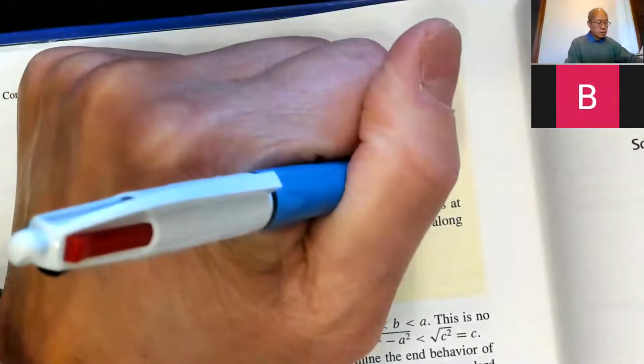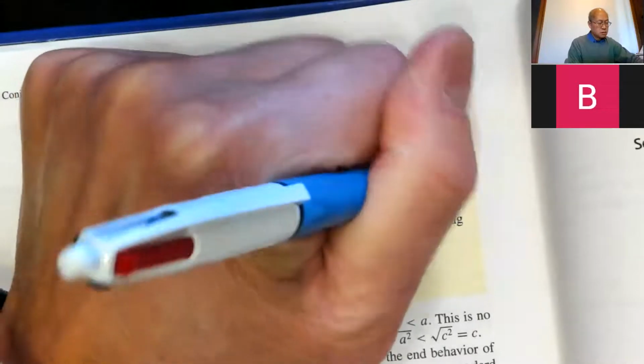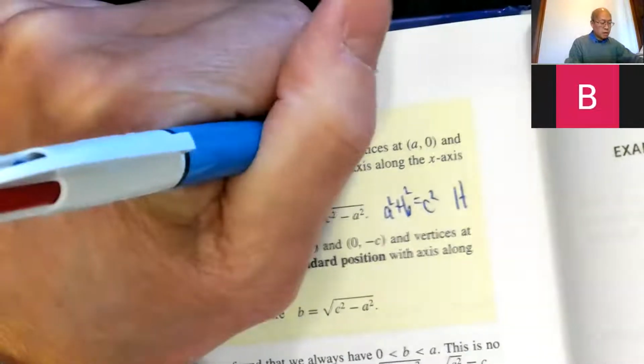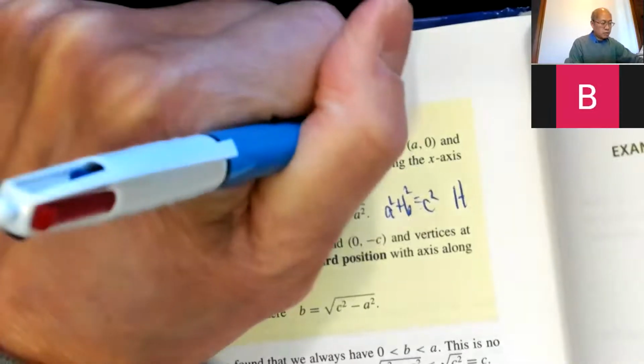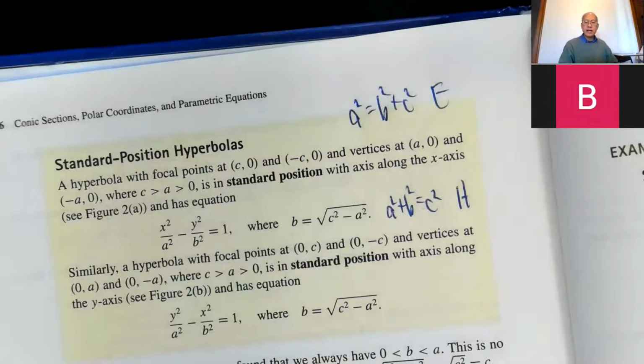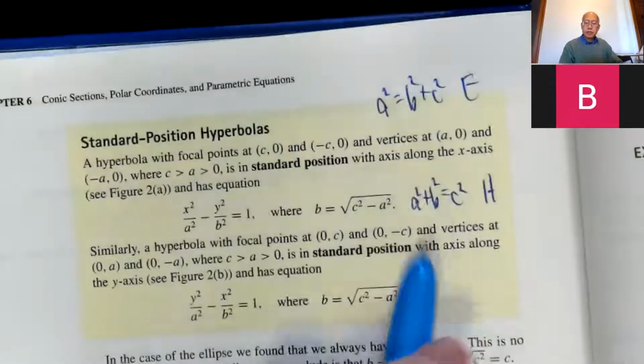This is for the hyperbola, right up here. a squared equals b squared plus c squared is for the ellipse. Okay, put these on your cheat sheet.